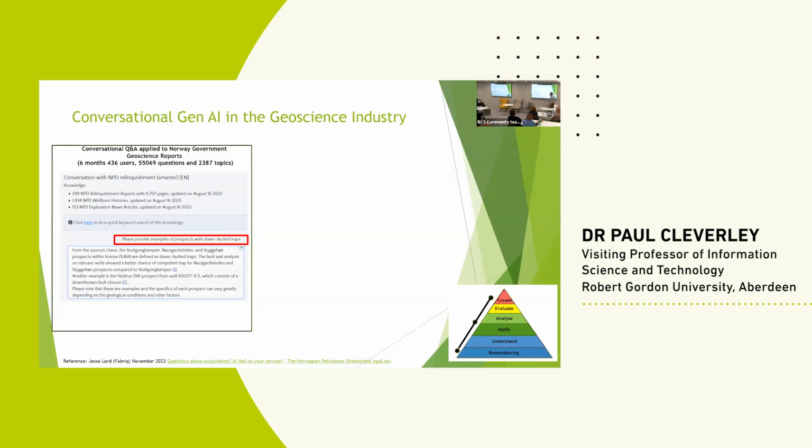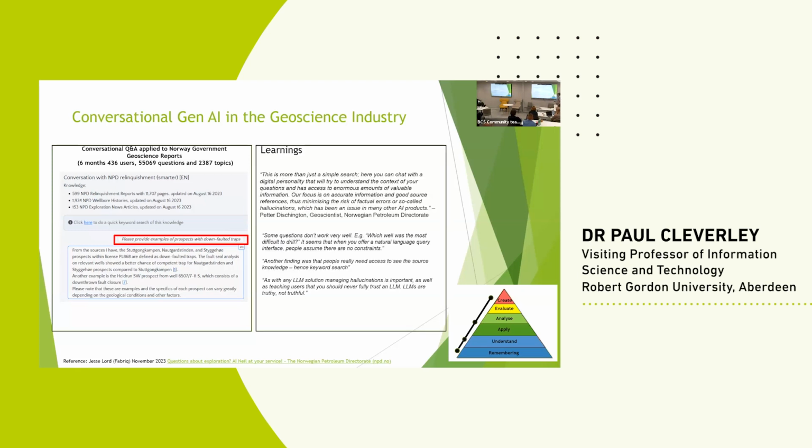Please provide examples of prospects with downfaulted traps. And you can see here are the results coming from 2,000 documents with the references. In terms of their learnings, I'll just focus on these three here. When you have a small amount of content, it appears quite difficult to get across to the users that they can't ask any question they want. In other words, it's narrowed because of the nature of the content. And they found that there were people asking questions that simply couldn't be answered from the content, struggling to see what was in there. The second point is almost unanimously, people want a keyword search.